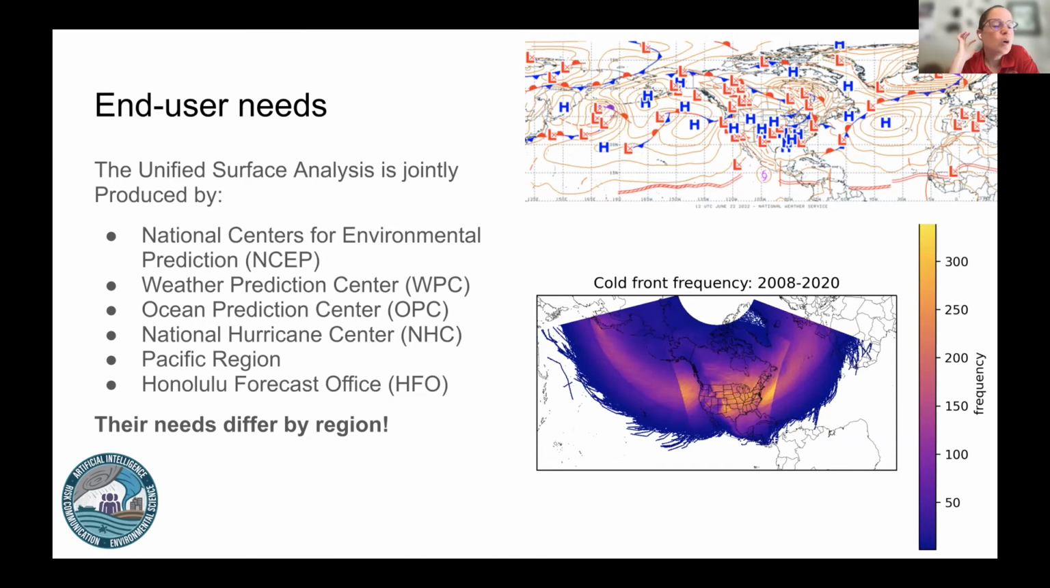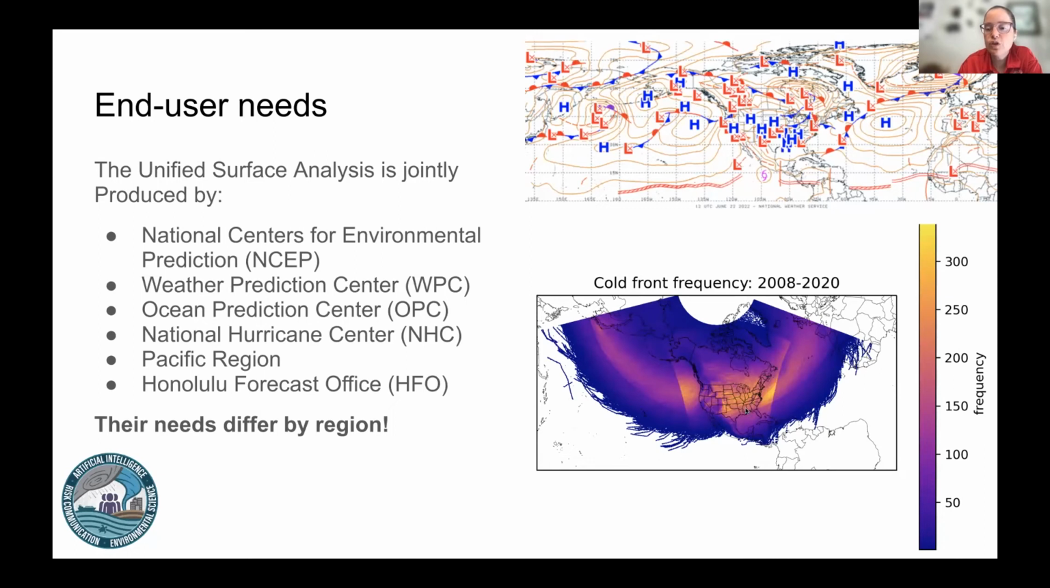However, what's interesting, since we talked about data earlier today, is I can combine two thoughts here. We did a cold front frequency climatology of all the data we had from 2008 to 2020 and just plotted it on the map. And as it turns out, you can actually see the forecast office regions. So the inner part here that is the CONUS, where this line is the WPC.